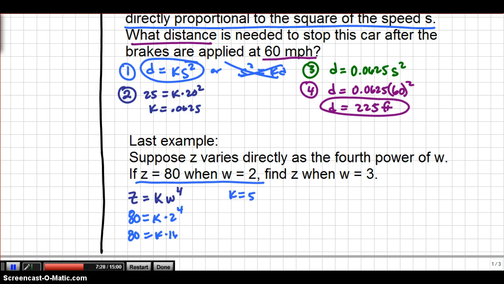So now I'm going to rewrite my equation with the 5 in place of the K. I'm no longer going to need the 80 and the 2, so those are gone. Now I'm going to plug in the final number to solve. So W is 3. Make sure here that you do 3 to the fourth and then times the 5. So 3 to the fourth is 81, and 81 times 5 is 405.